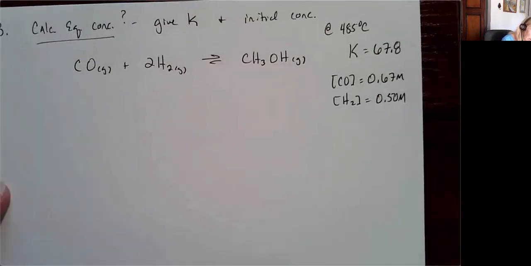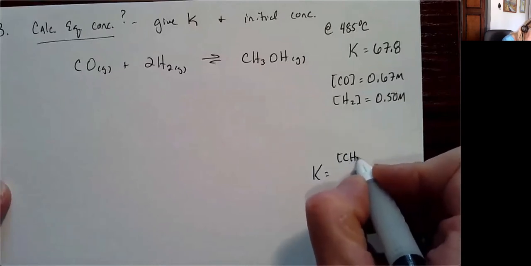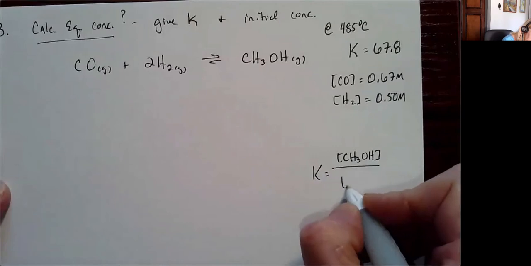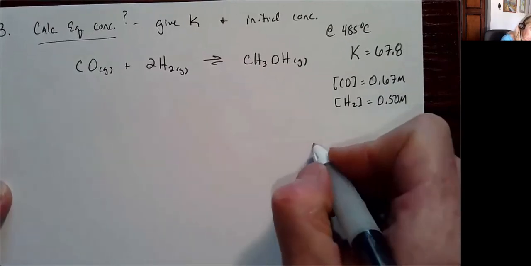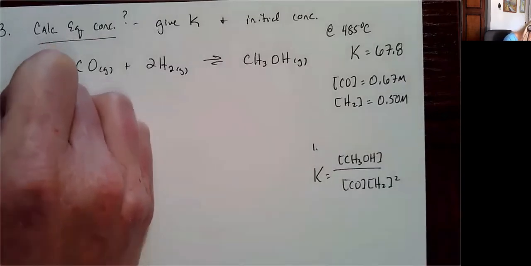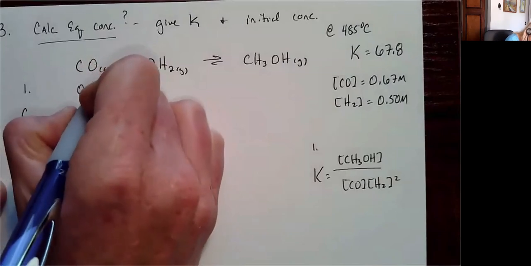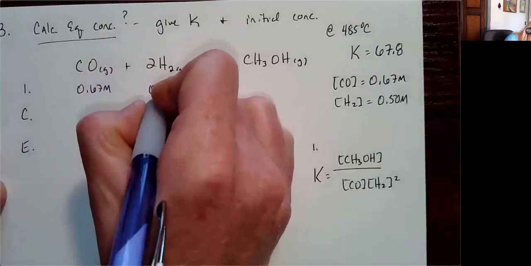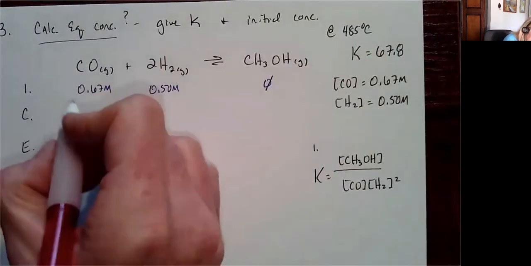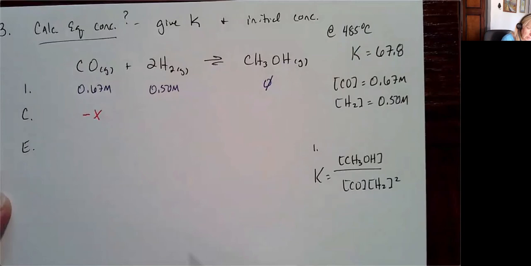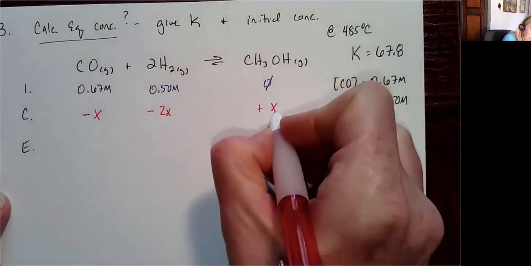I'm going to write down my law of mass action. So K is going to be equal to CH3OH over CO times H2 squared. So I'm going to write down my law of mass action, and then I'm going to set up my ICE table. My initial concentrations here, I have 0.67 molar, I have 0.50 molar, and my assumption here is I haven't made any of that. My change, this is going to be reduced by some amount, this is going to be reduced by 2 times some amount, and this is going to be increased by some amount.